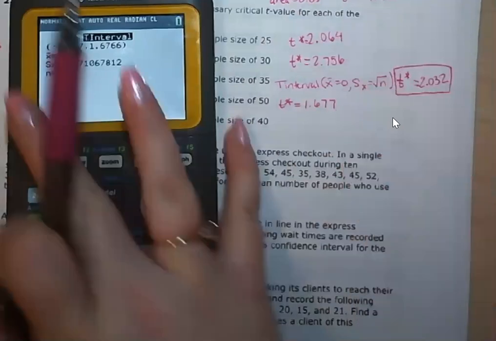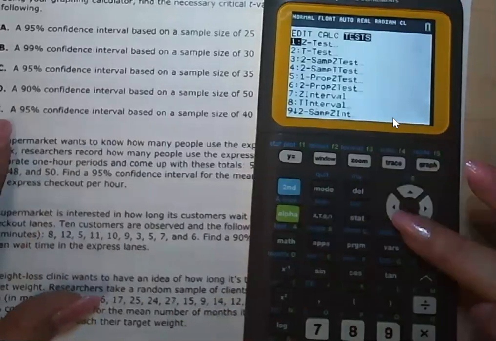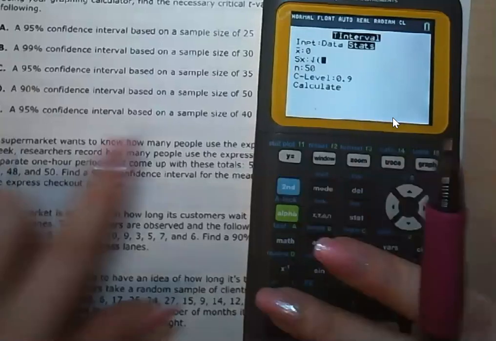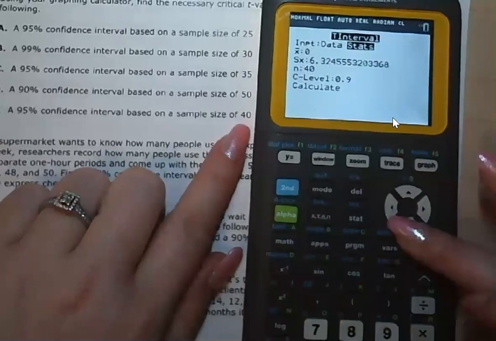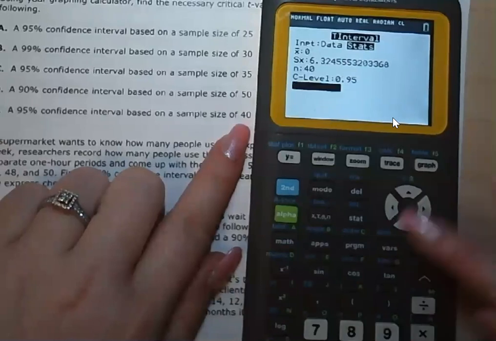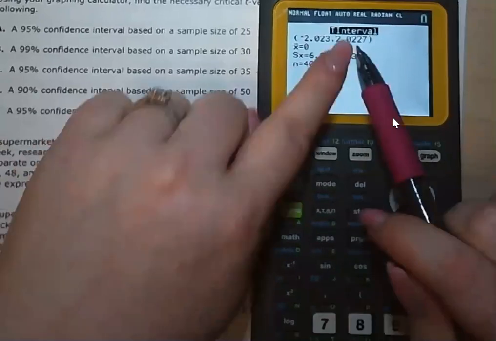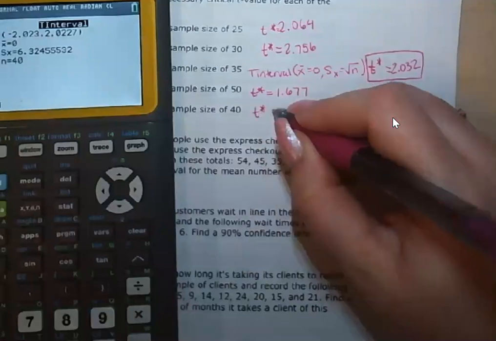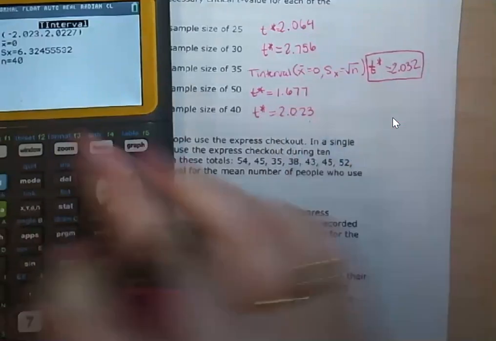Okay, one more time using this t interval. Stat, tests, option 8, t interval, 0, square root of our sample size, which is 40 this time. Sample size is 40. And this last confidence level is 95%, so I'll put 0.95 and calculate. And there it is, negative t star, positive t star, 2.0227. That's 2.023 if I round to the nearest thousandth. So that's just calculating t stars, which is kind of like a standardized value.